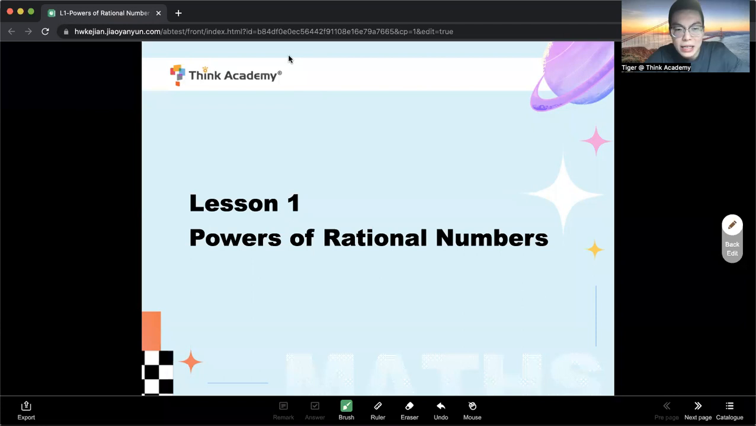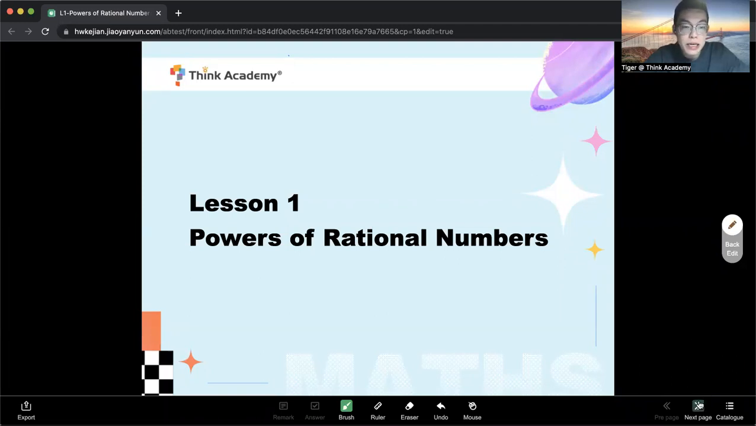Basically, rational numbers are any numbers that can be expressed as a fraction with integers as numerators and denominators. So a rational number can be a decimal, a fraction, or an integer, but in the end, we can convert it into a fraction with integral numerators and denominators. And of course, it includes all the integers. Very good.